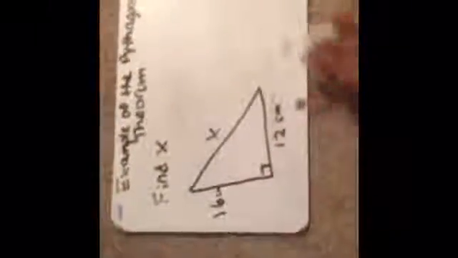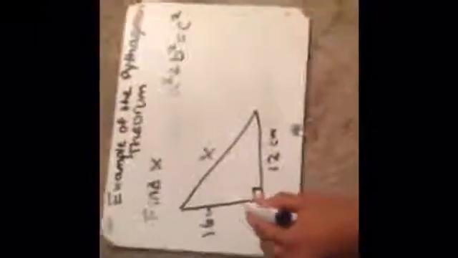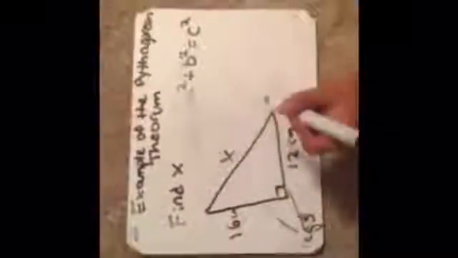Next is an example of the Pythagorean theorem. This question tells us to find x, which is finding the hypotenuse. So to solve this problem, we have to use the equation a squared plus b squared equals c squared. The variables a and b are the legs, and it doesn't matter which you use. This could be a, this could be b, or this could be b, and this could be a. So these are the legs. We have to replace the variables with the numbers.